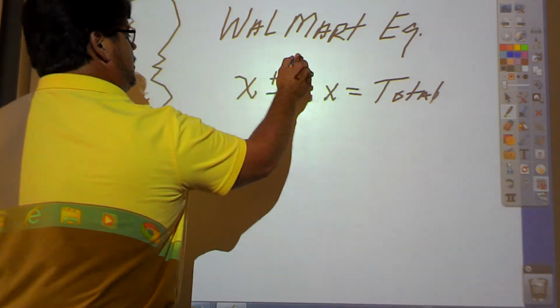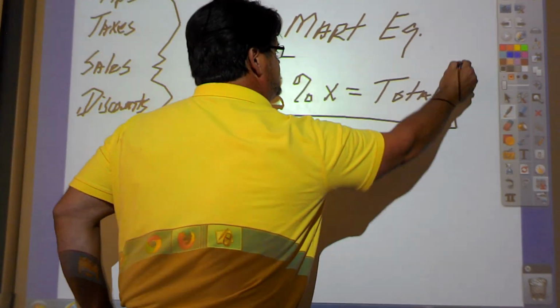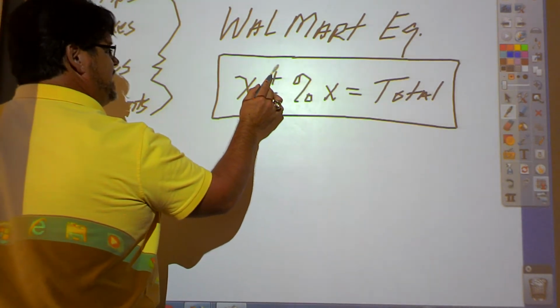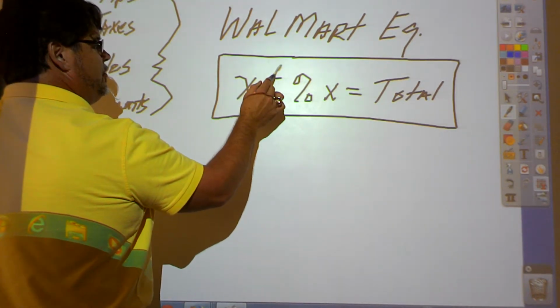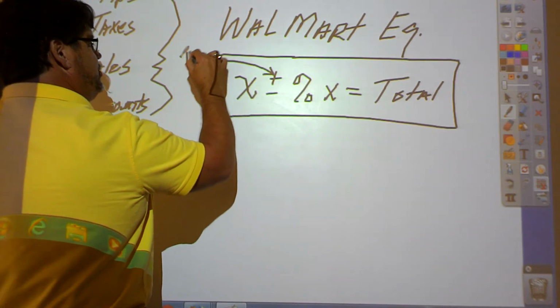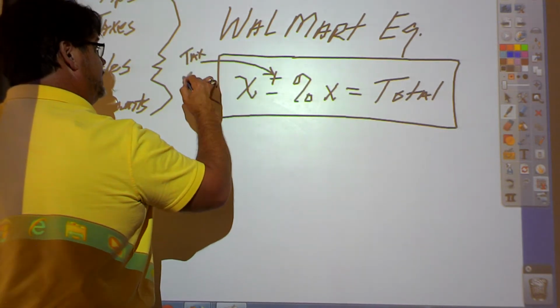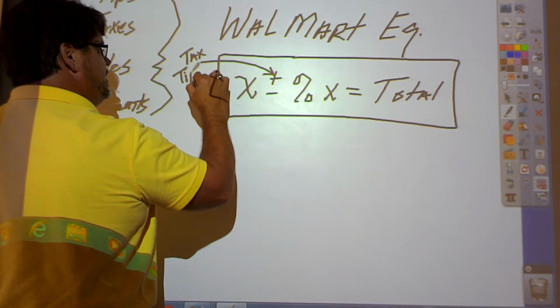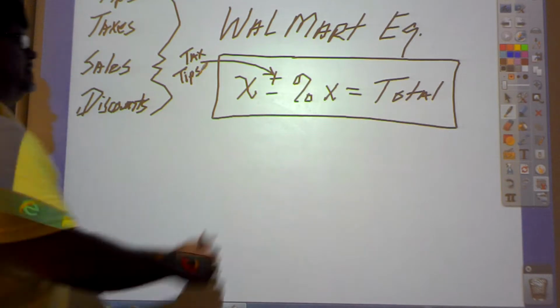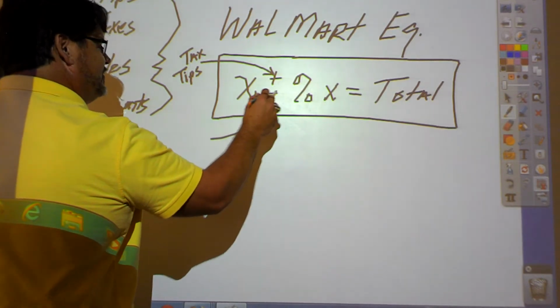So this right here, you've used this before. Your taxes and tips are going to go right here, because taxes and tips, what do you do with taxes? You add them. And tips, what do you do with tips? You add them. Sales and discounts, there you go.